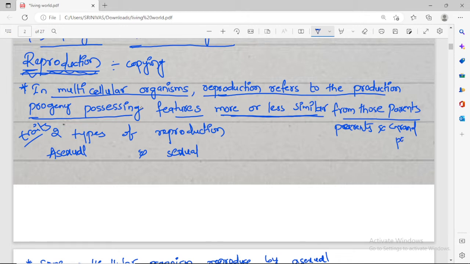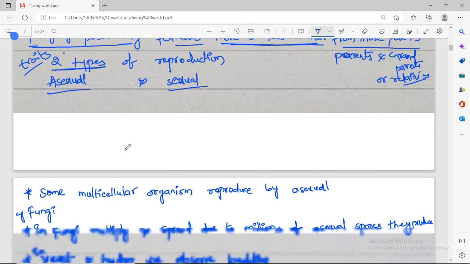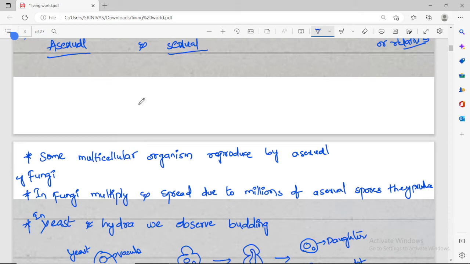Understood? Next, reproduction is of two types. One is asexual reproduction and the other is sexual reproduction. Asexual means without sexual relationship. Sexual means with sexual relationship. Here we are taking asexual reproduction.